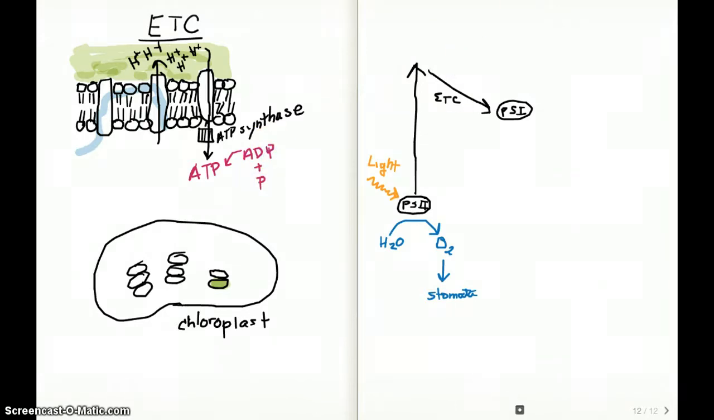Okay. So we get out of this first electron transport chain, we are making ATP, and that's really what we want to make. That ATP is then going to travel over to eventually the Calvin cycle, which is the second step of photosynthesis.